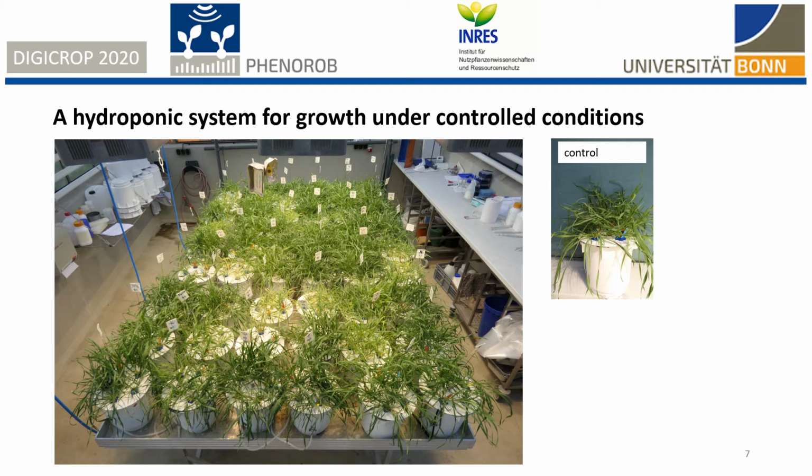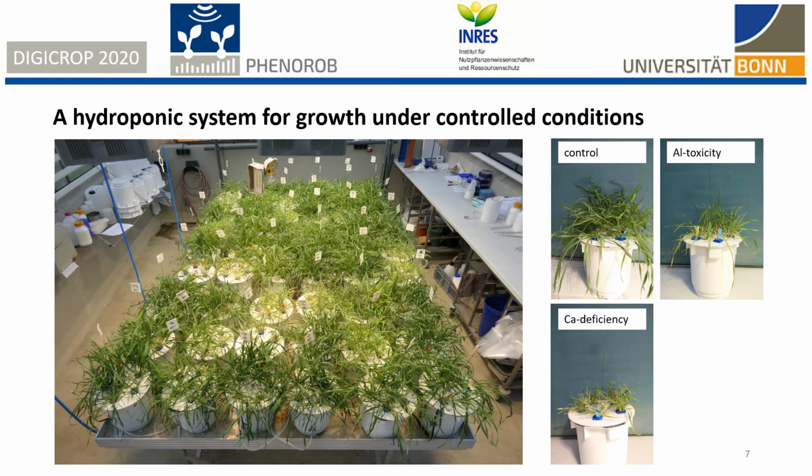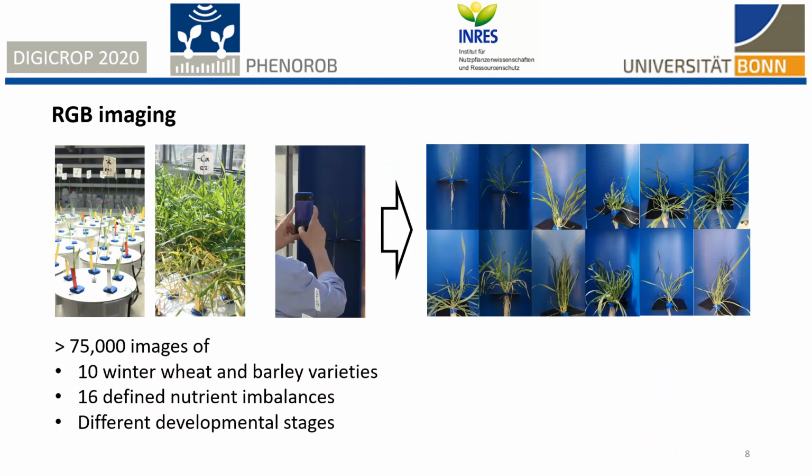Compared to control, the growth impairment of plants exposed to aluminium toxicity gets obvious. Also, calcium deficiency causes strong growth depression, whereas, for instance, iron deficient plants do not seem to be affected in the same way. Different nutrient imbalances have different consequences with respect to the growth, but growth depression is not the only symptom.